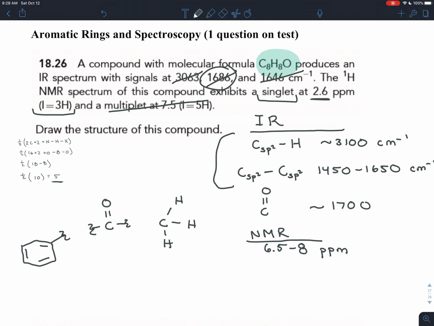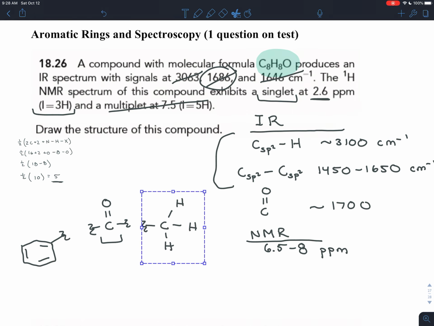Now, normally a CH3 would be at around 0.9 parts per million. This is almost 1 higher than that, and so it makes sense that this would be next to a carbonyl, because if it's alpha to a carbonyl, you'd add 1. It's not perfectly 1, but it's pretty close. Finally, it's a singlet, so there can't be any hydrogens nearby, so you wouldn't be able to attach this methyl group directly to the benzene ring.